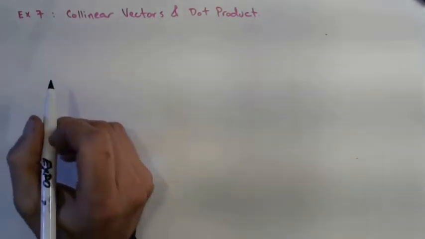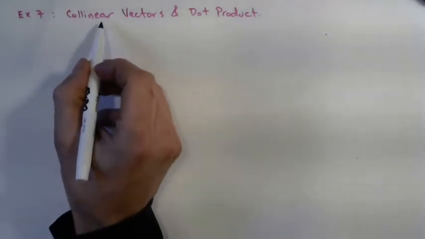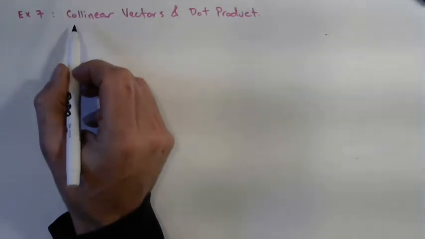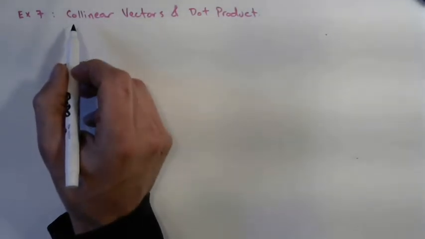In example 7, we're putting some concepts together. Collinear vectors are two vectors that land right on top of each other and go in the same direction; they don't have to have the same magnitude. And dot product is essentially multiplying them together. So if two vectors are collinear, then what is the angle in between those two vectors? Well, the angle is 0.